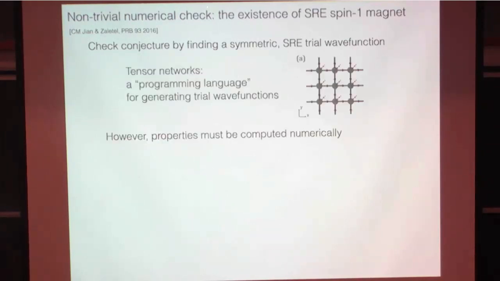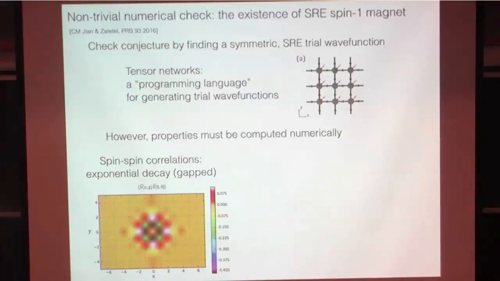The way to do that is we need to write down some trial wave function for a spin 1 magnet. I won't get too much into the details, but there's been a nice development due to Frank Verstraete and Ignacio Cirac, which are the so-called tensor networks. You can think of it as a sort of programming language for expressing any sort of many-body wave function or spin wave function. What it does is it lets us, with a finite amount of information, propose a many-body wave function. The only caveat is that to check the properties of this wave function, you actually have to do somewhat complex numerics. So working with Chao-Ming, we were able to propose what we thought was going to be a short-range entangled phase.